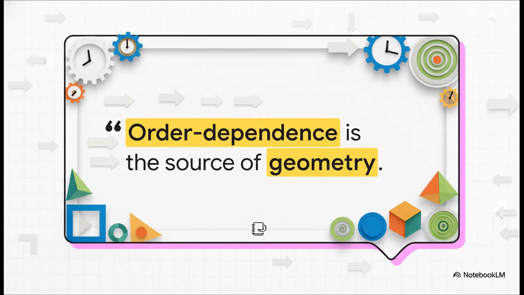So we come all the way back to this idea. This one statement really does summarize everything. The rich, complex, geometric world we live in isn't the starting point. It's just the consequence of a very simple, very fundamental rule about the order of events.